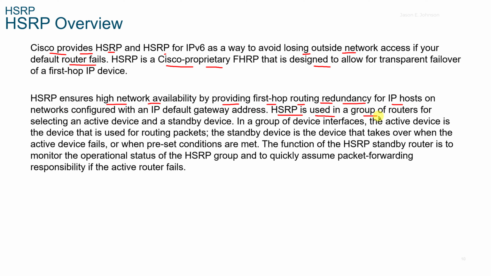HSRP is used in a group of routers for selecting an active device and a standby device. So in a group of device interfaces, the active device is the device that's used for routing packets, and the standby device is the device that takes over when the active device fails.